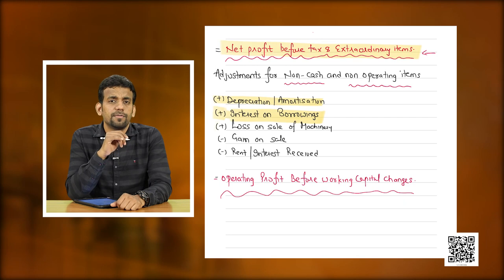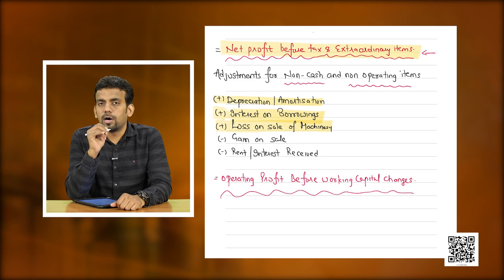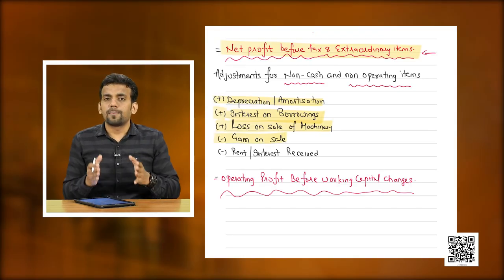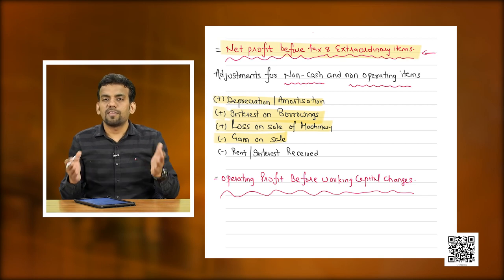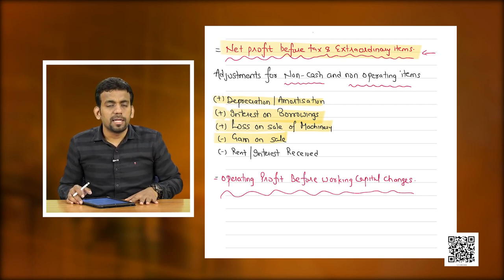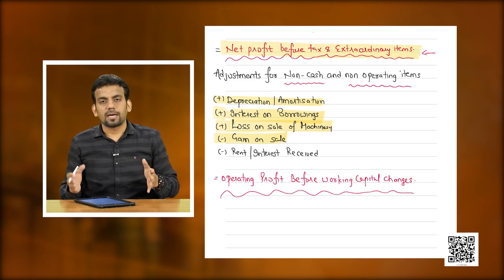The next item to be added is loss on sale of machine. Whenever we face a loss because of the sale of a machine or any fixed asset, we debit that in the profit and loss account. But this is not my operating kind of expense, or say, there is no such cash flow because of that loss. So we have to add that. In the same way, we always credit our profit and loss account with the gain on sale of any fixed asset. But this is not our operating thing. So that should be deducted.